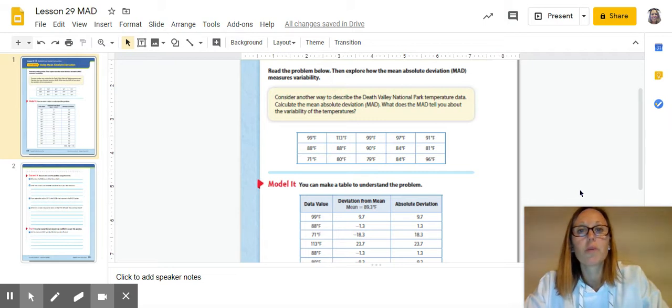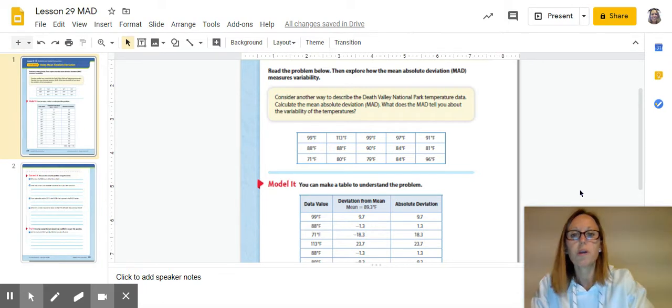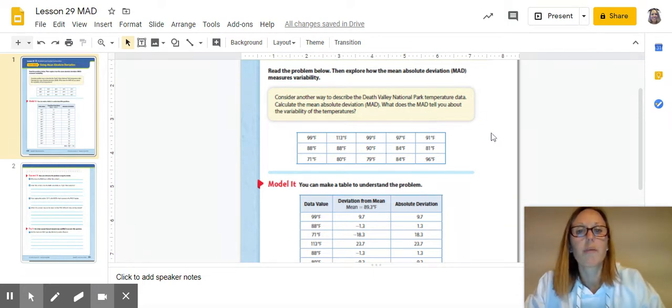But this week we're going to finish up lesson 29. We were still working on analyzing the data in statistics and probability. So we're going to focus on the mean absolute deviation, or MAD. So we're going back to that same problem that we were working with last week, where we're talking about the Death Valley National Park temperatures.